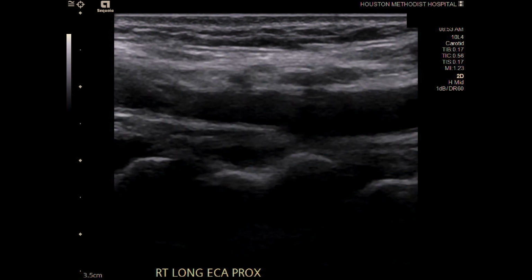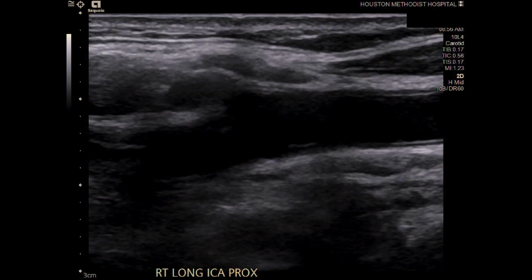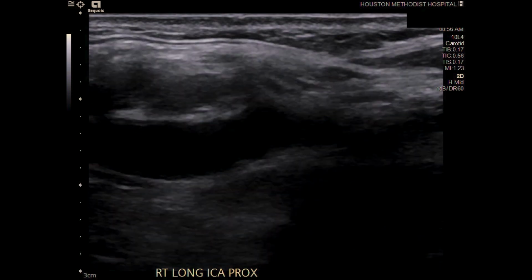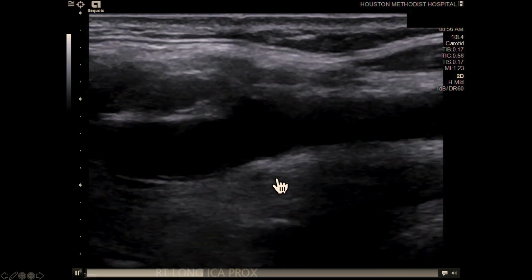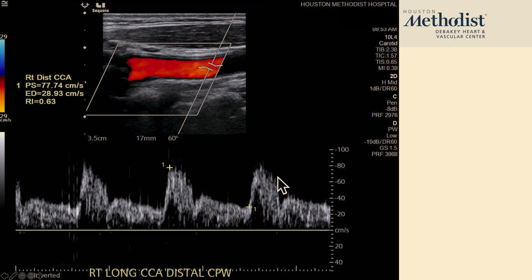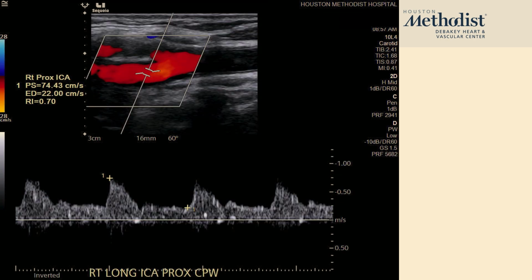And here's a view with the clip of the ICA and the ECA, minimal plaque. And again, you see minimal plaque in the bulb. Velocity, again, do not indicate any CCA stenosis. ECA is 74/11. And again, you see more snowing, these bright spots in the waveforms. The bulb with a normal velocity again.